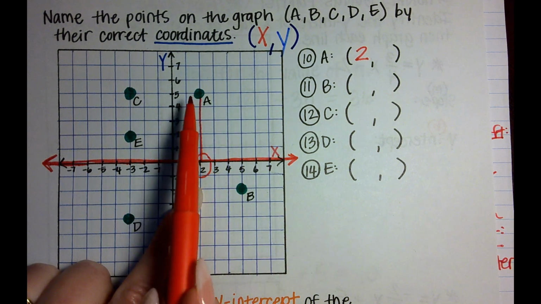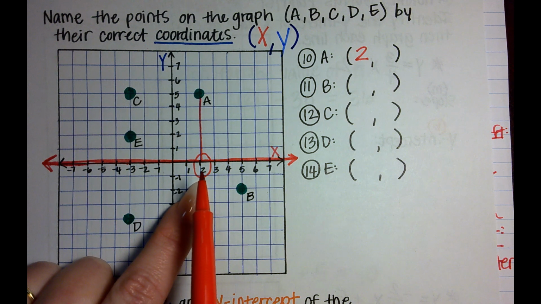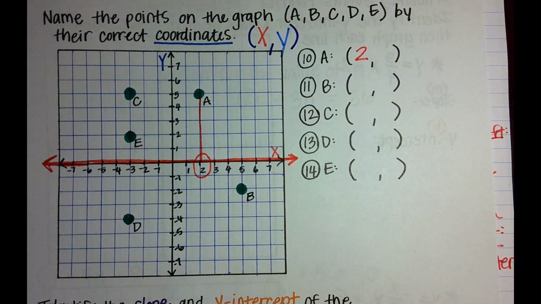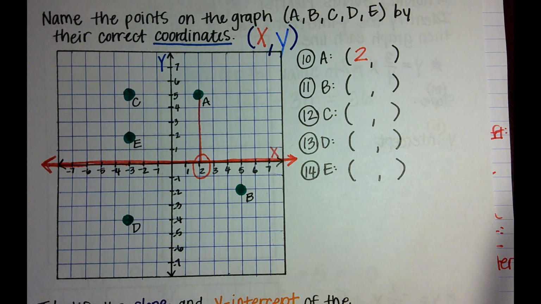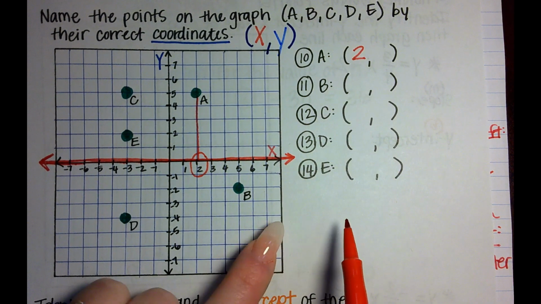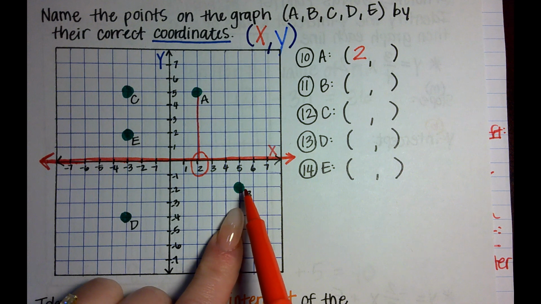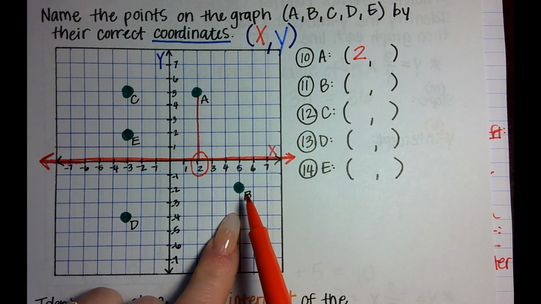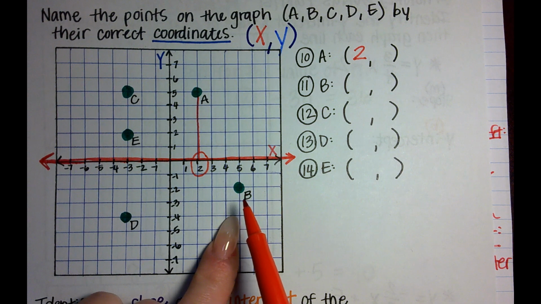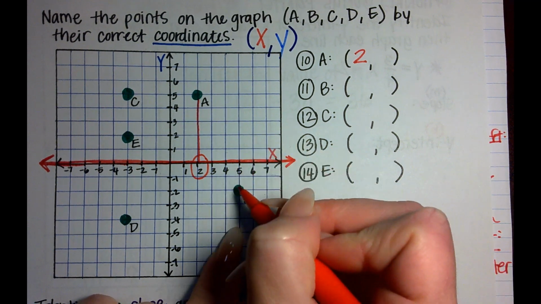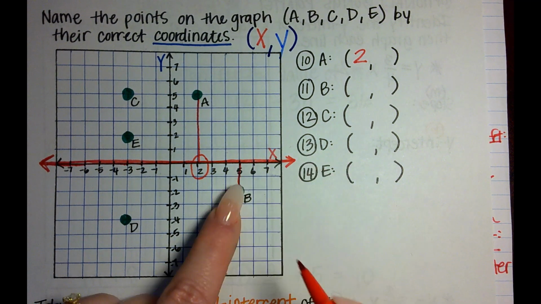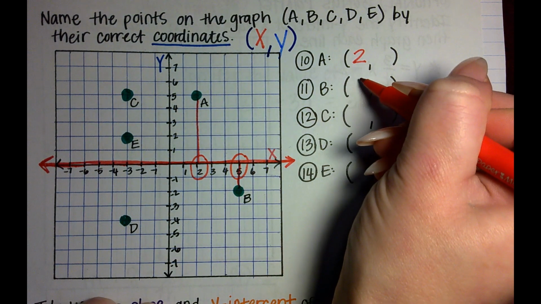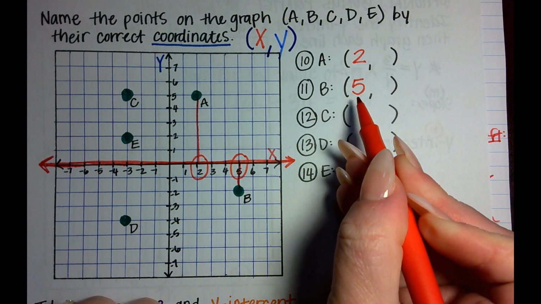So now that we've found the value for x for A, let's look at all the x values for the other points. So I found my x. Let's look at B now for number 11. Where would B line up on the x-axis? 5. Good. We'll draw a line and see that it's going to go through 5. So for B, my x value is 5.